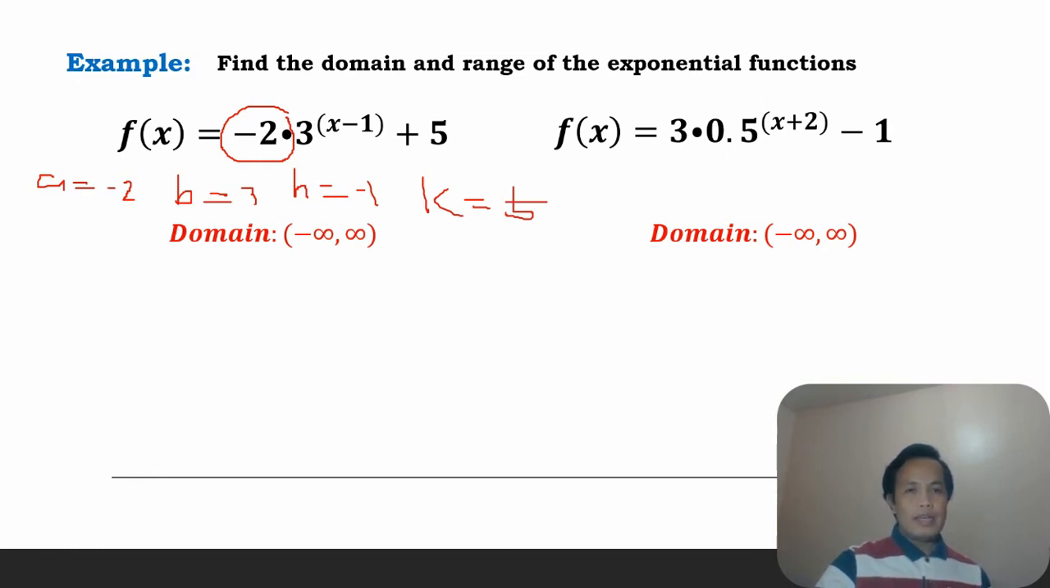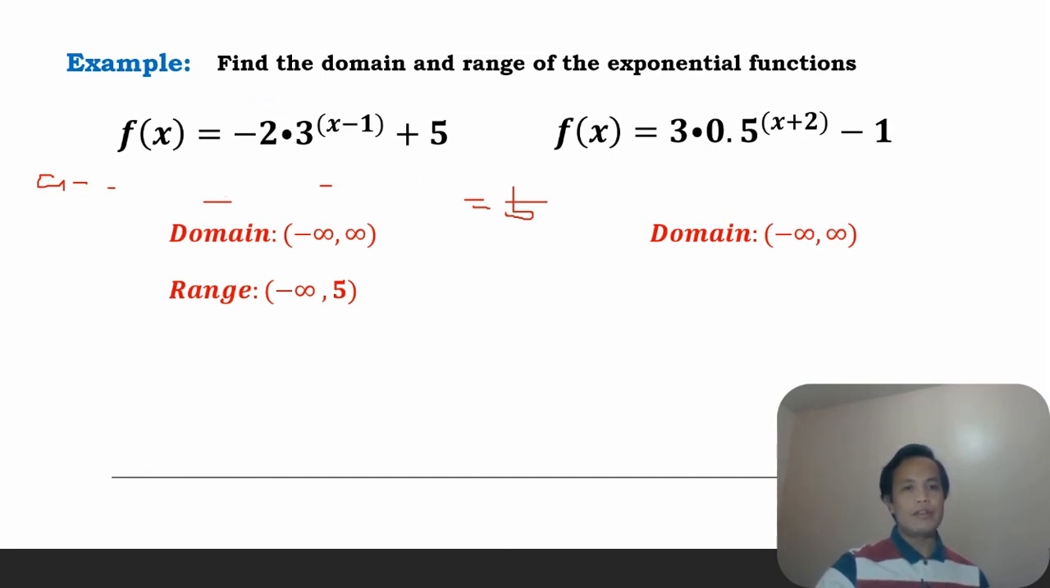Now, as I've said, if a is less than 0, in this case a is negative 2, our range shall start from negative infinity up to the k. In this case, our k is positive 5. So our range is from negative infinity, because our a is less than 0, up to the value of k, which is positive 5. So negative infinity to positive 5. And take note also, our positive 5 here is our horizontal asymptote.